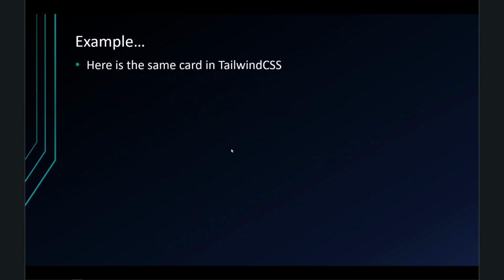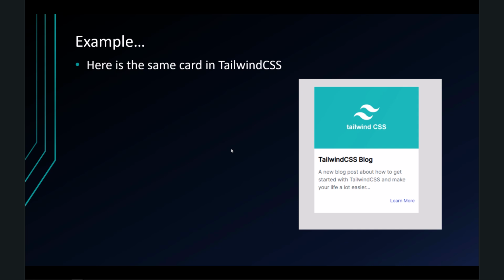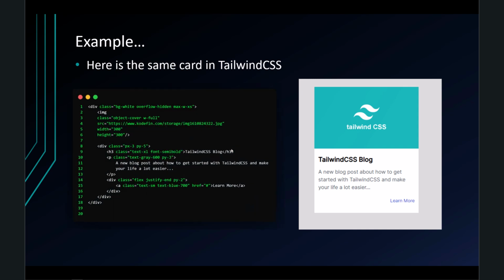If you remember, we designed a card for a blog post with custom CSS. If we are going to design that in Tailwind CSS, we will have to add a few classes, something like this. So we have bg-white, overflow-hidden, max-w-xs, and we have object-cover, w-full, and in the same way we have other classes to design the same card. Now let's move forward and try to understand the benefits of Tailwind CSS.